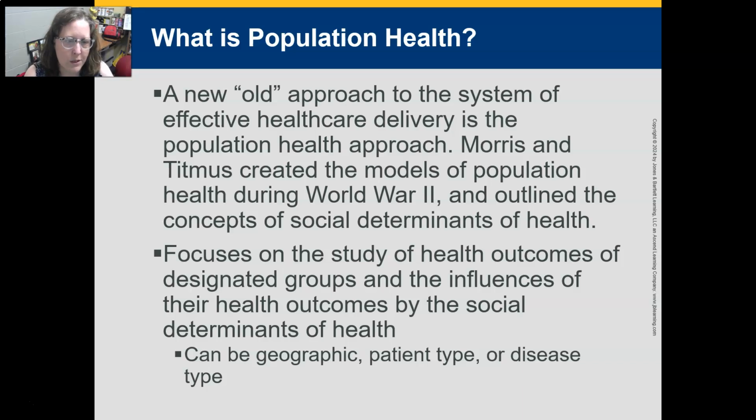It focuses on the study of health outcomes of designated groups and the influences of their health outcomes by the social determinants of health. So these groups could be geographical. So I'll use this example or a few of these examples throughout the presentation. But for example, Appalachia, that's a geographical area. Or we could go East Coast or West Coast, but we could also do like where I'm located in the Delta of the Mississippi. That is a geographical location. It could be also within a certain state, of course.